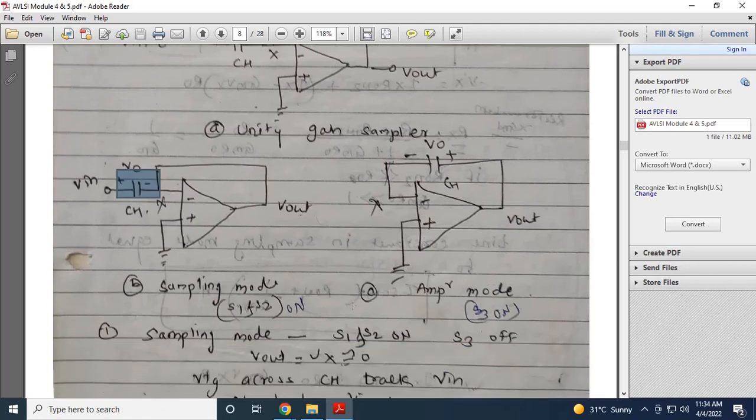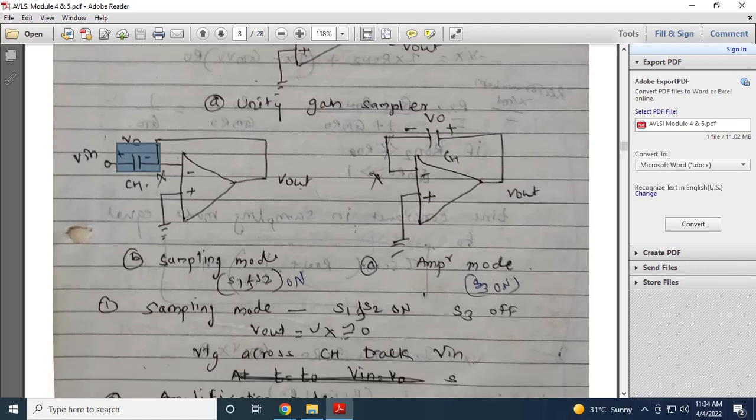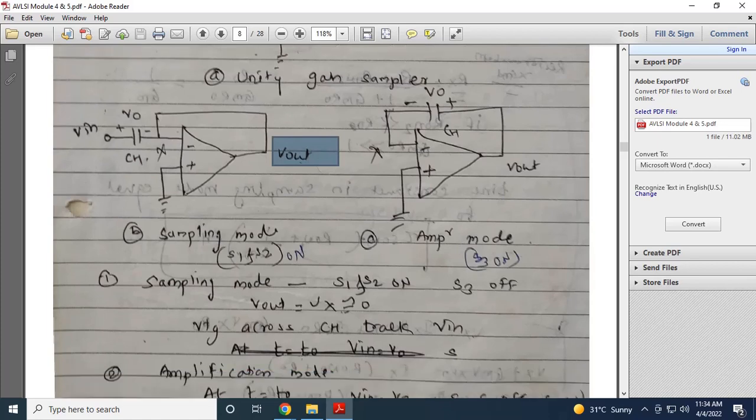So in sampling mode, switches S1 and S2 are on and switch S3 is off. So Vout is equal to the voltage at X, that is equal to 0. In sampling mode, it will take the sample and the capacitor CH will track the input signal. It will store that voltage on the capacitor. In sampling mode, the output is equal to 0.